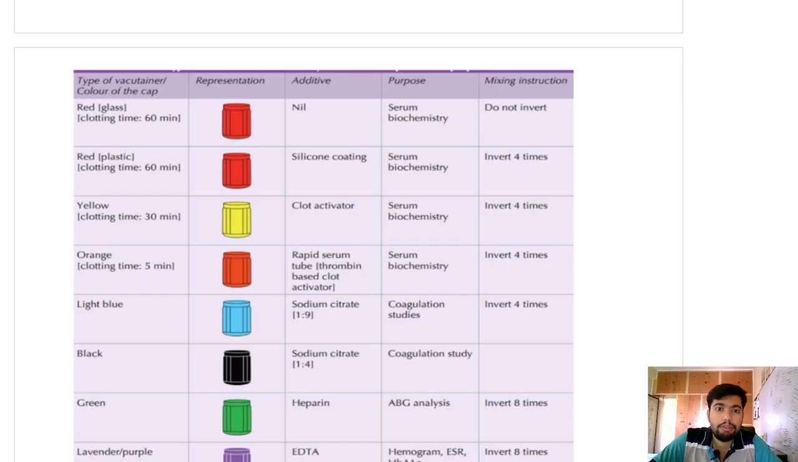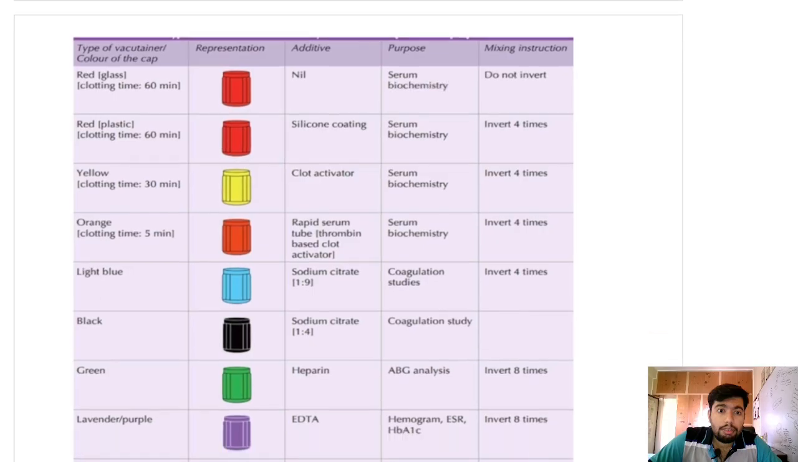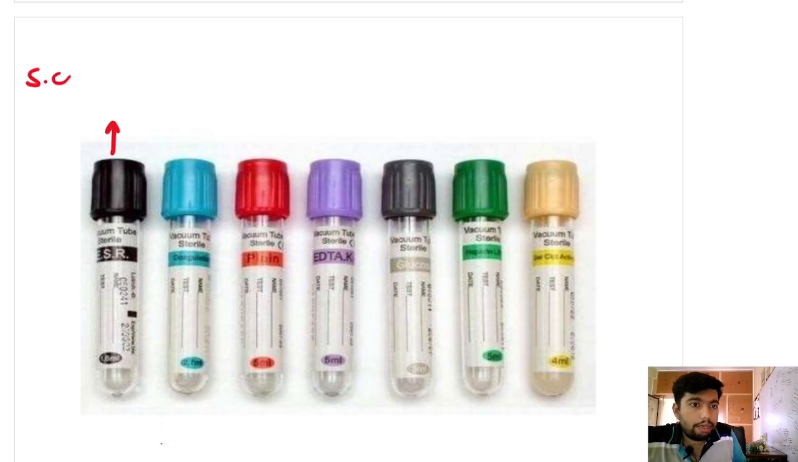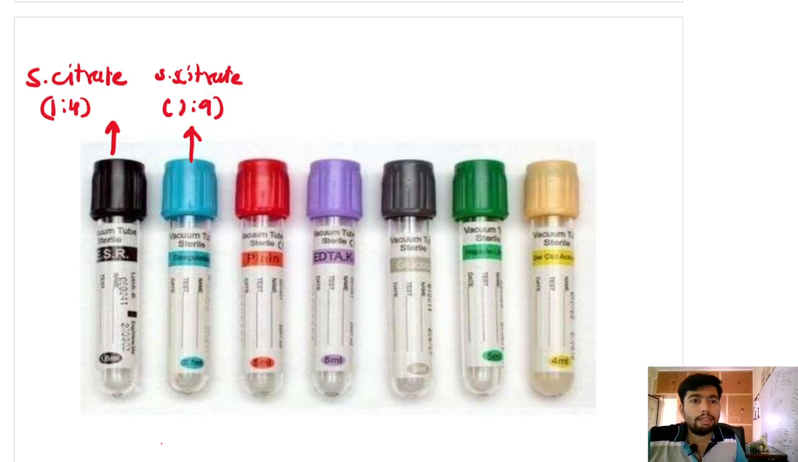There are different types of vacuum tubes available. In the vacuum tube we are collecting the sample, and there are so many types. The color is universal. I will show you first. See, these are the vacuum tubes. Suppose this black color one is a sodium citrate vacuum tube, in which the citrate concentration is 1 to 4. This blue or light blue color is also a sodium citrate tube, but here the concentration is 1 to 9.